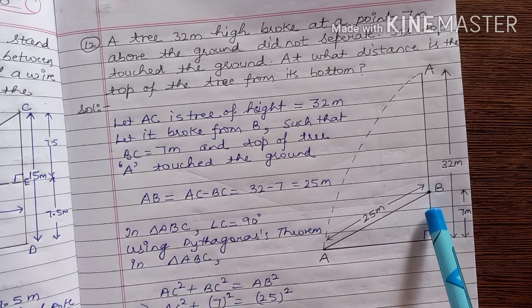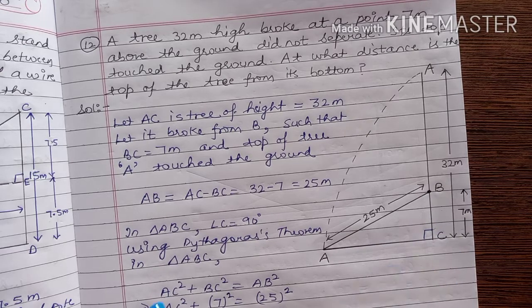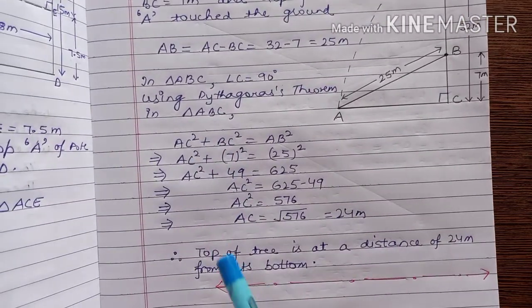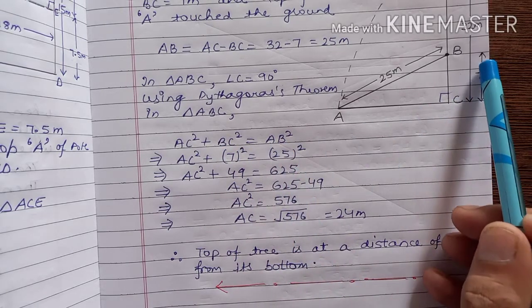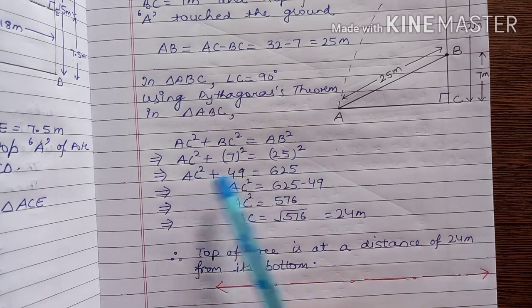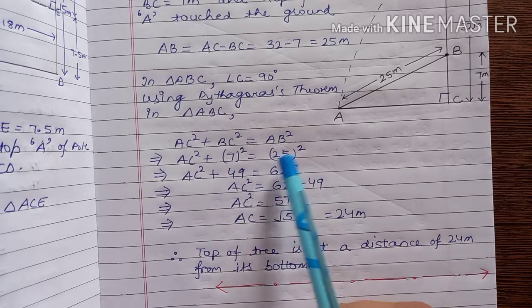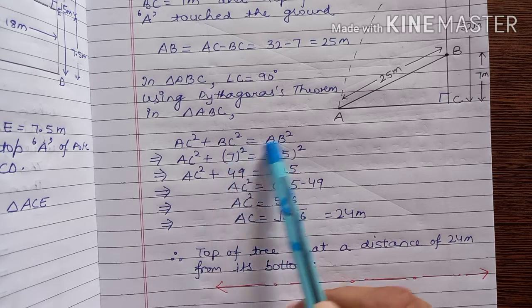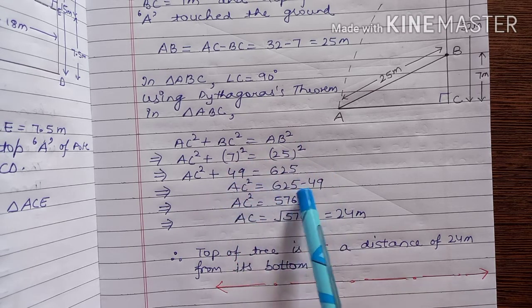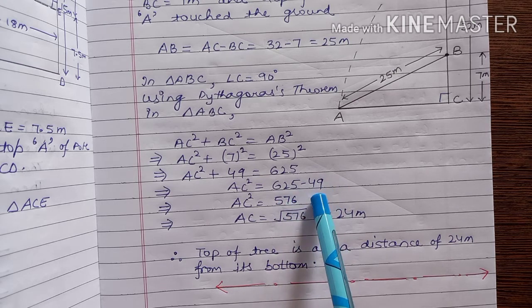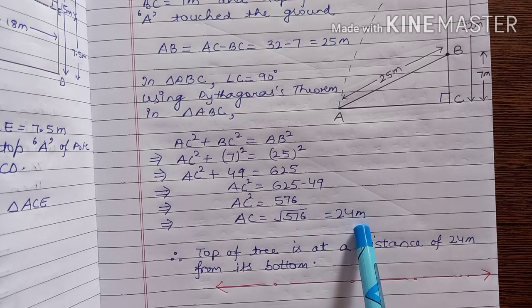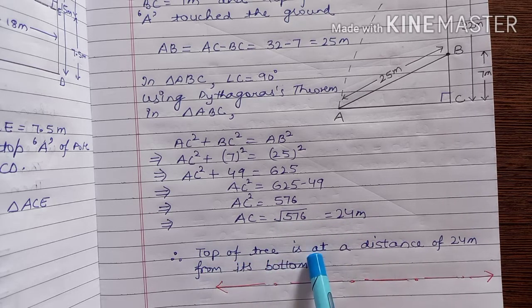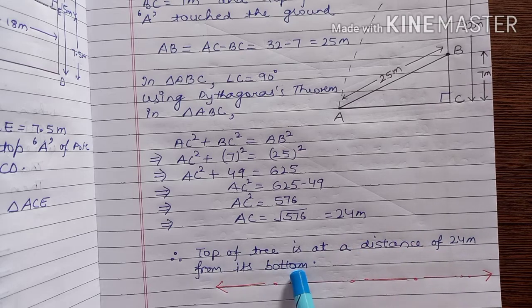So again in triangle ABC angle C is 90 degree. So we can use Pythagoras theorem in triangle ABC. It says AC square plus BC square is equal to AB square. Substitute their values. BC is 7, AB is 25. Simplify. 7 square is 49, 25 square is 625. Shift 49 to right hand side. So AC square is equal to 625 minus 49 and it is 576. Take square root on both sides. So AC is equal to square root of 576, that is 24 meter. So therefore top of tree is at a distance of 24 meter from its bottom. Means this distance is 24 meter.